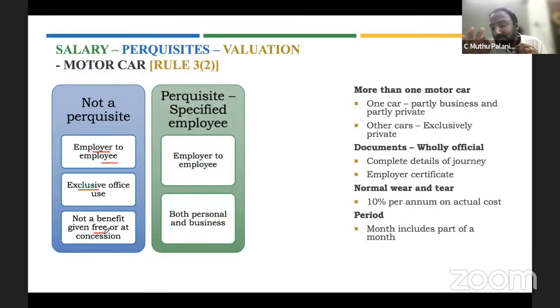Now, in some cases, it is a perquisite only for a specified employee. We already saw who is a specified employee, who is drawing a huge salary. What is the huge salary? 50,000 yearly. If someone is drawing more than 50,000 in a year, they automatically become a specified employee, apart from being a director with 20% shareholding. Now, the perquisite for a specified employee is when the employer is giving the car to the employee and it is used for both personal and business use. That is your perquisite for a specified employee.